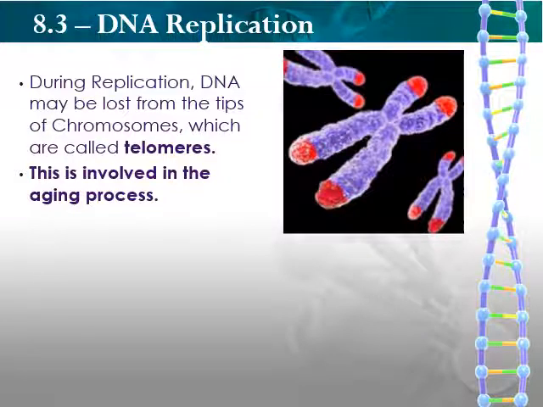Now, one interesting thing to note is that during replication, DNA can get lost from the very tips of the chromosomes. Remember, chromosomes are just tightly compacted pieces of DNA, and these little tips are called telomeres. This loss of DNA from the tips is involved in the aging process. Every time your cells get copied and DNA gets copied, a little bit gets lost, and these chromosomes get shorter and shorter as you age.